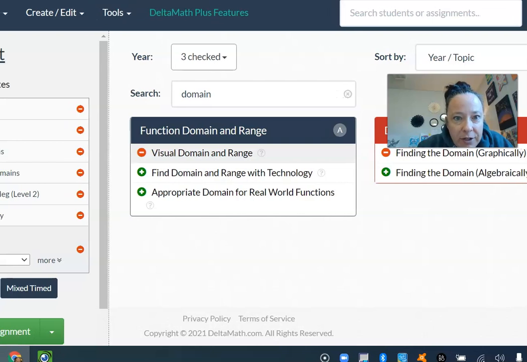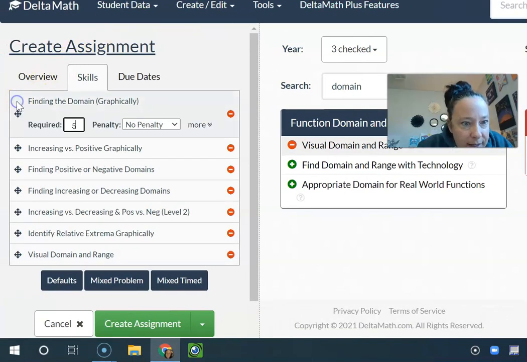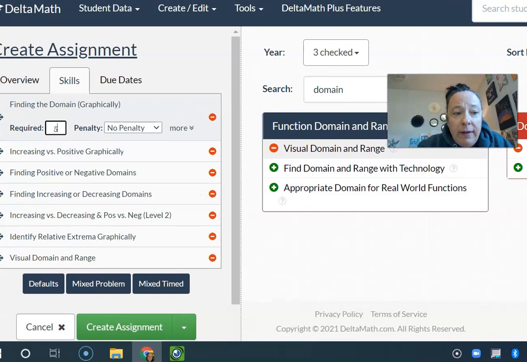oh gosh, I can't move this around so you can see it. Okay. Which was this finding the domain graphically. I have no penalty, so when I do that, you guys can just click around to problems that you can click past those asymptotic ones. But I still would like you to try them.